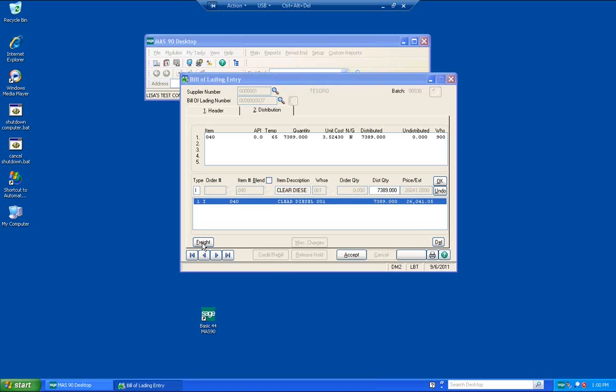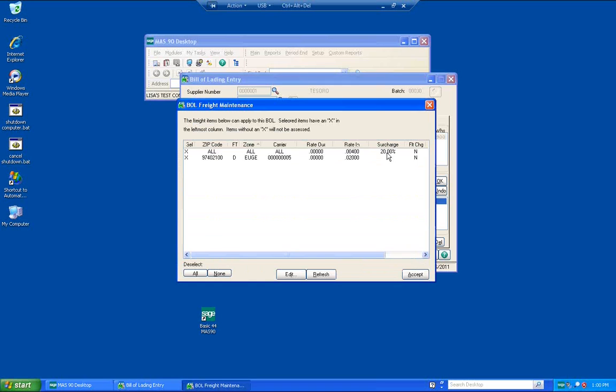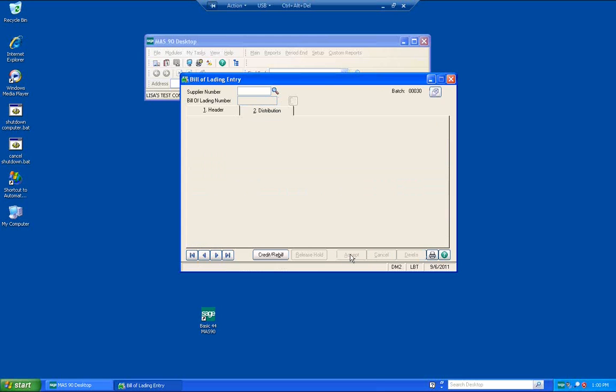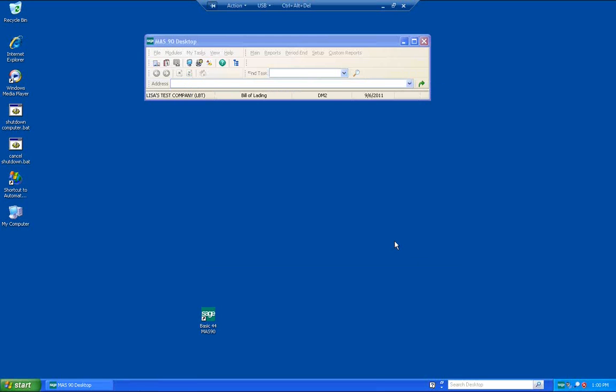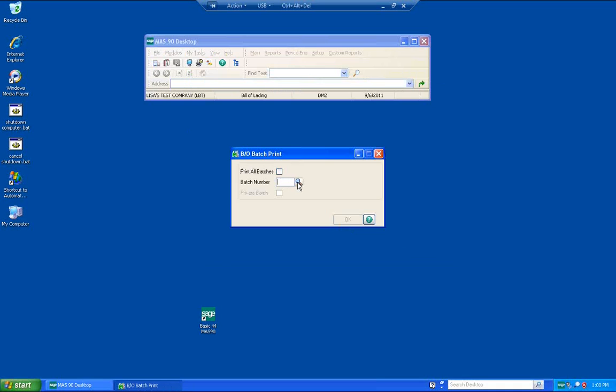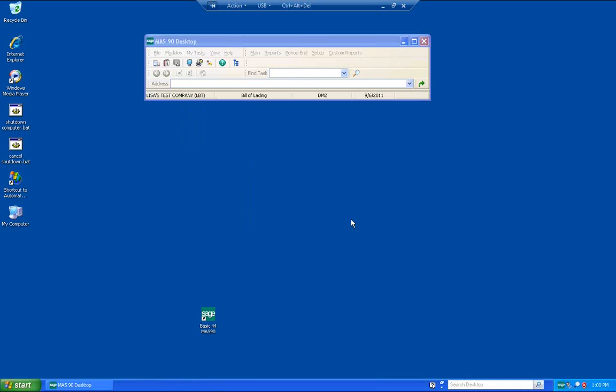And here's my freight entry. I'm charging a surcharge plus a 2-cent a gallon freight. All of this is exactly the same. Nothing's changed here. So I'm going to print my journals. The BL journal is going to print first.